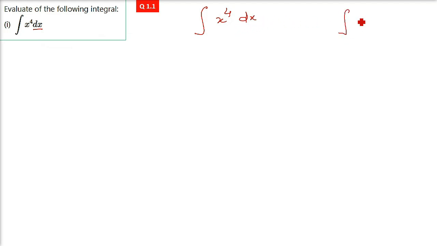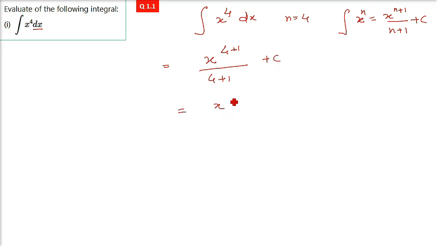Now for integration of x raised to the power n, the standard result is x raised n plus 1 divided by n plus 1. This will be fed into your mind after we do certain questions like this. n is 4 here, use this formula. x raised 4 plus 1 divided by 4 plus 1. And there is always a constant c that needs to be added. x raised 5 divided by 5 plus c.